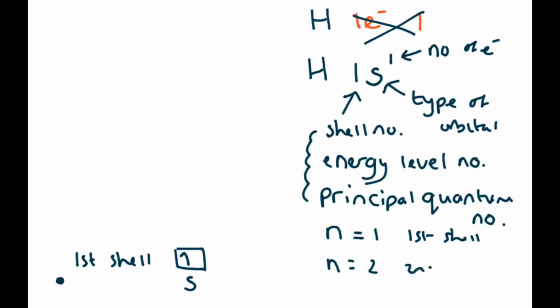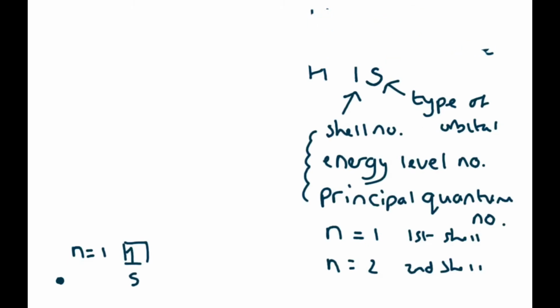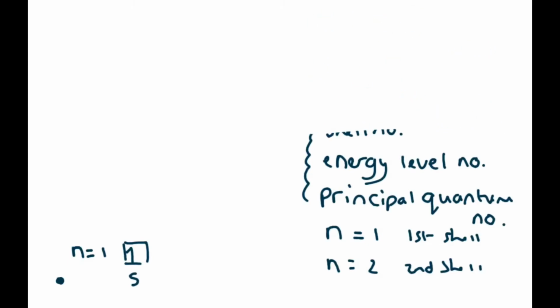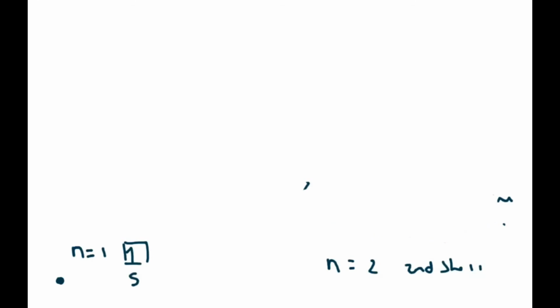So I'm going to change this a little bit, and I'm going to say N equals 1, which is just the first shell. There's an s orbital, and there's 1 electron. Right, so let's do the next element, and the next element is helium. So that's hydrogen, and let's do helium next. Helium has got 2 electrons.